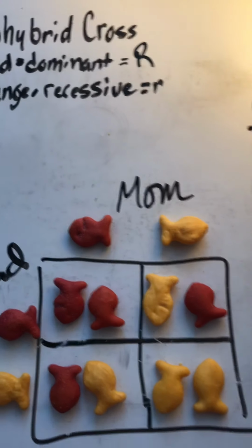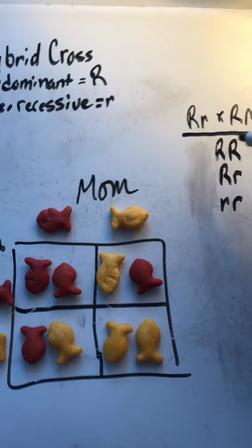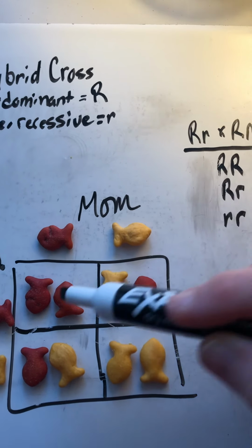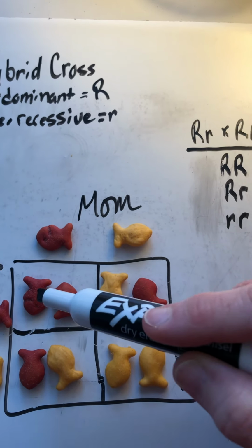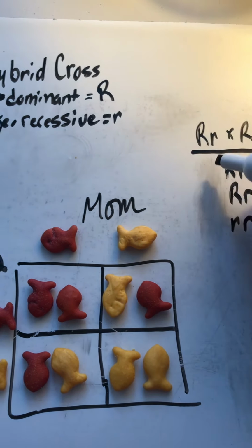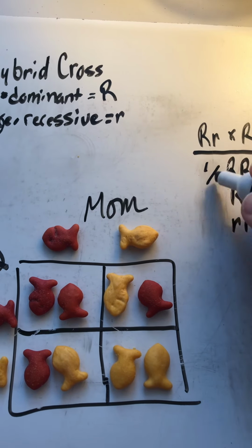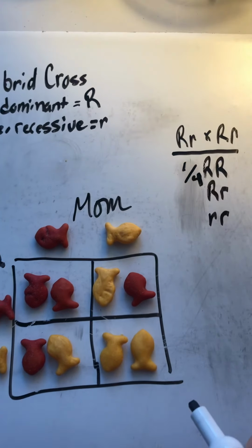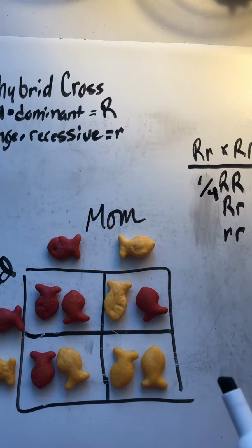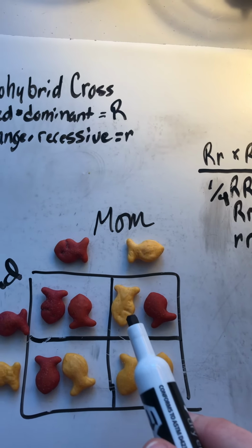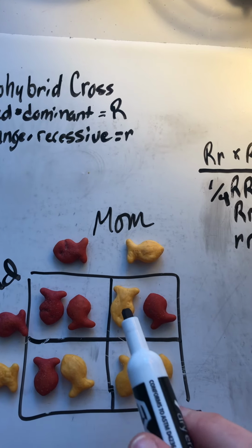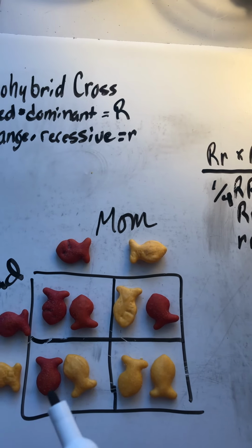Recall that the genotype is going to be the letters that we see. In this case, one of our little squares of offspring has a combination of red, red. So that represents 1 out of 4 offspring having the big R combination. We look at the next one over. This offspring is a heterozygote just like the parents. 1 orange, 1 red. 1 orange, 1 red.